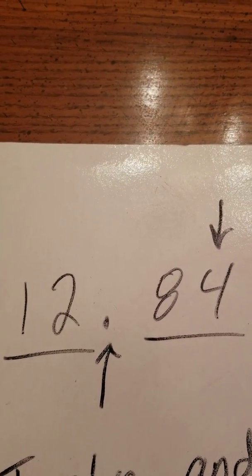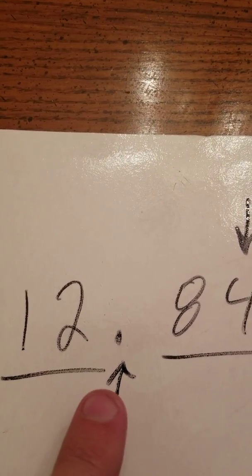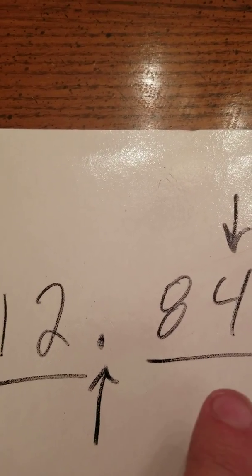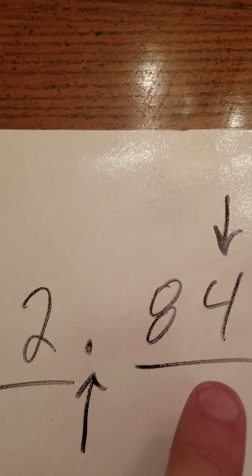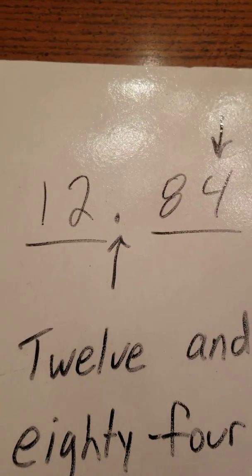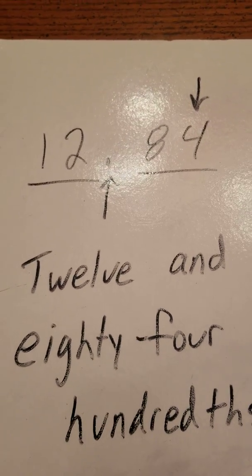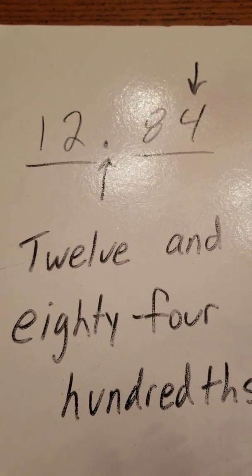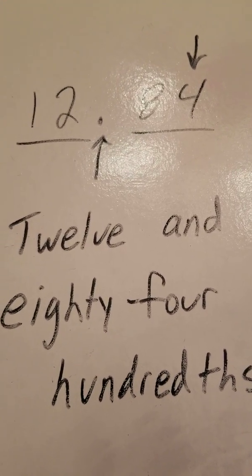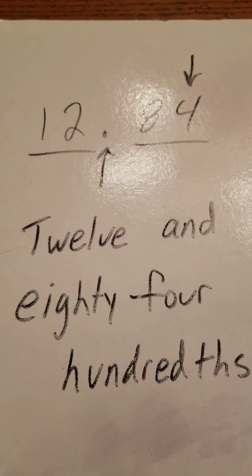For number 9, we're turning this number into word form. We have a whole number of 12, we have a decimal, and we have a partial number of 84 hundredths. The 4 is in the hundredths column, the second column after the decimal, so that's what makes it hundredths. So to write it into word form, we do the whole number first. We have 12. Our decimal we write as and. Then we write 84, that's the partial number after the decimal, so we just write it as 84. Since it's two numbers, we put a dash in the middle. And then at the very end of anything after the decimal, that last column, we put that place value in, which is hundredths.